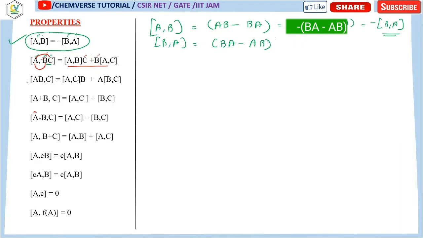Now if we take a look at this expression over here, operators A and B are multiplied to each other and it is commuted with C. So it can be written in this form. That means first take the [A, C] commutator with B outside, then take the [B, C] commutator with A outside. Okay, in this way you can write it.